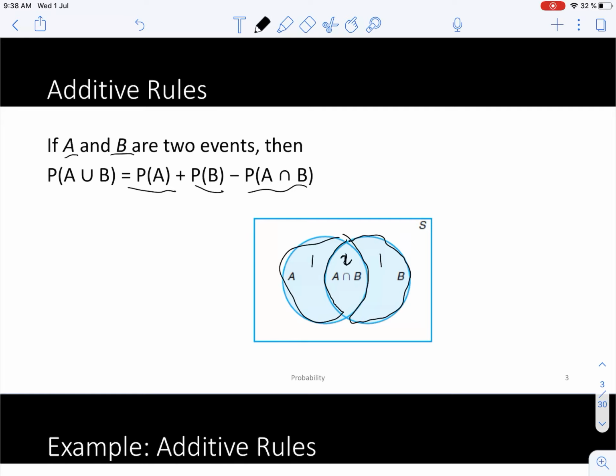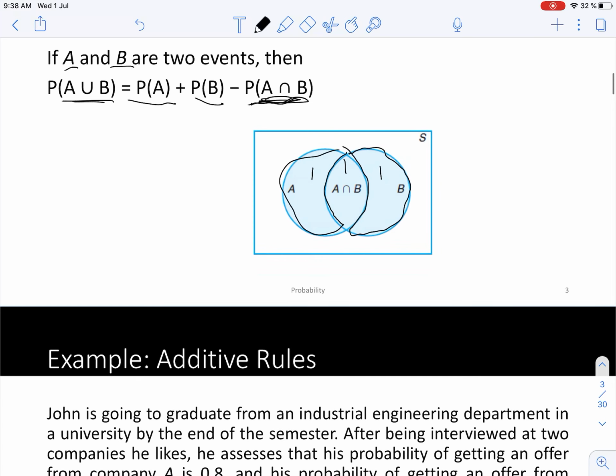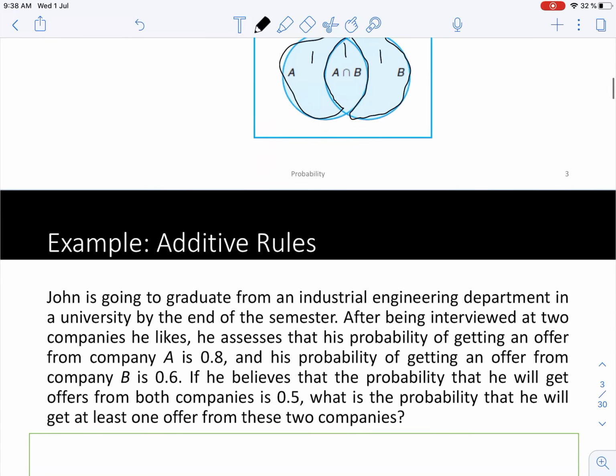That's why the third part of the equation is minus the intersection. So we remove it once. Instead of twice, you end up with that area only one time. So when you have each of these areas only one time, that means we're getting the whole thing complete, right? So that's how we get the probability of the union between two events, A and B.